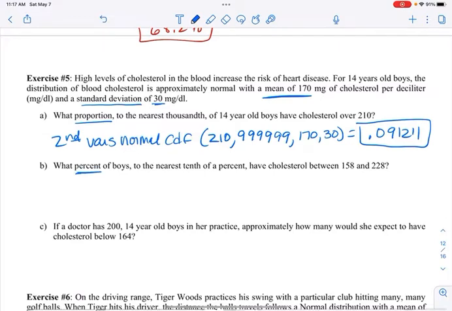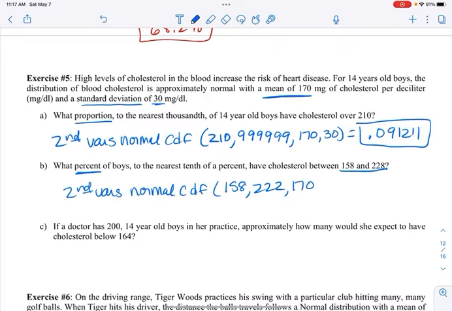What percent of the boys have cholesterol between 158 and 228? Same thing, calculator. My lower number is 158, my upper number is 228, my mean is 170, my standard deviation is the same, 30, and I get 0.6288. And that's 62.9% when I move that decimal 2 places.